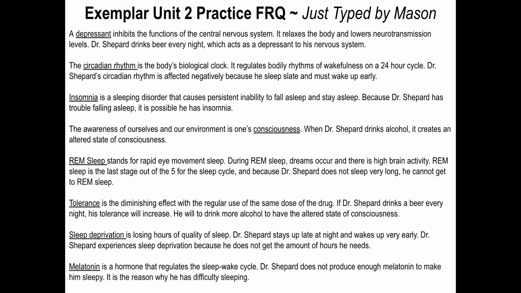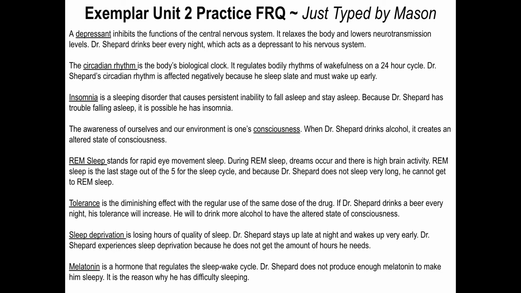So first I define it. A depressant inhibits the functions of the central nervous system. It relaxes the body and lowers neurotransmission levels. That's my definition. Your definition should be 1 to 2 sentences max. Then you come up with the application. What in this scenario is a depressant? In this case, it was the beer that Dr. Shepard was drinking. So you could say something like, in this scenario, or directly identify something in the scenario.